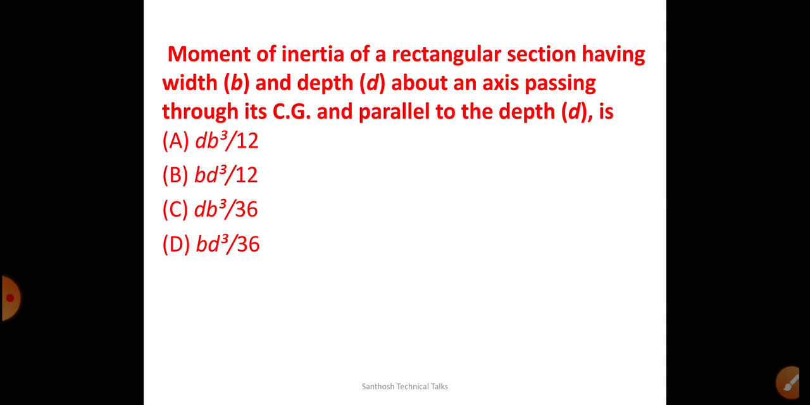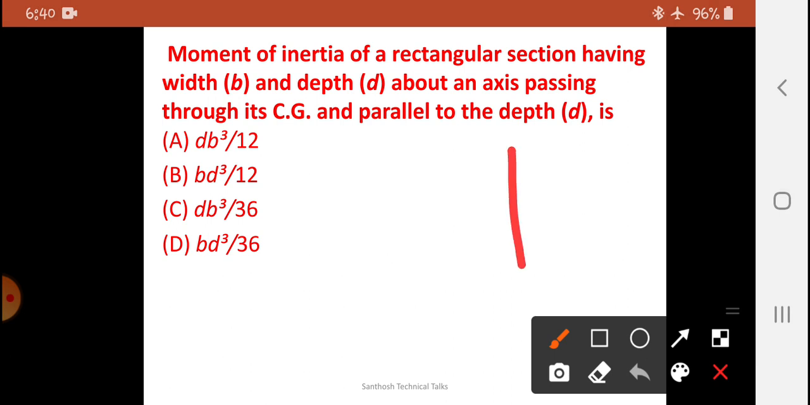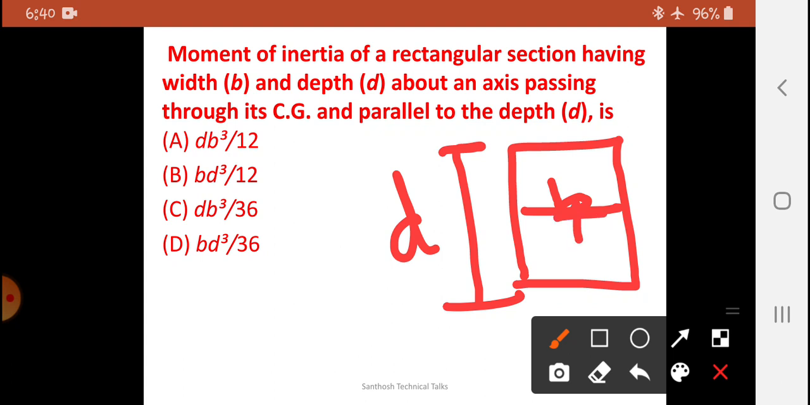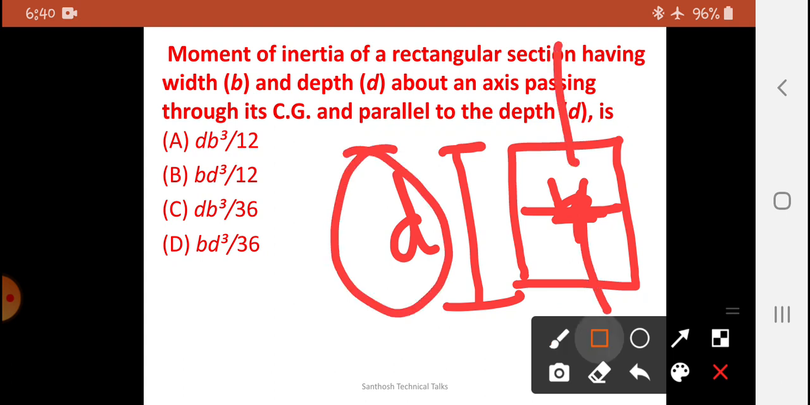The next question is a very interesting question. Without drawing a diagram, without understanding this question, you cannot answer it. The moment of inertia of a rectangular section having width b and depth d. So let me draw. This is the width b and this is the depth d. If it is about an axis passing through the CG, let me consider the CG is here, and the axis is parallel to the depth. So this is the depth, the axis parallel to the depth.